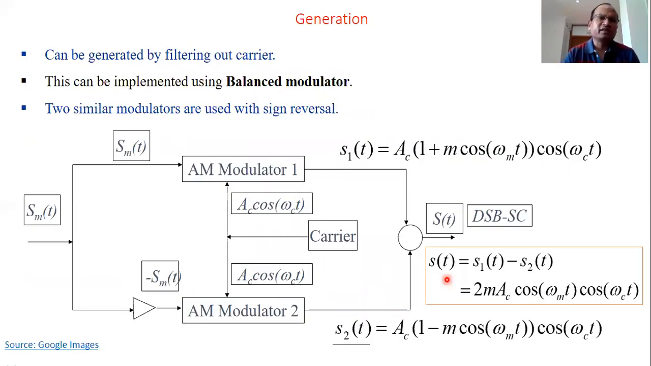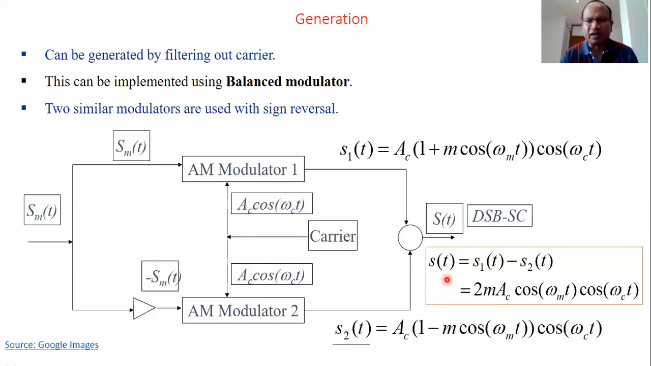How do we generate it? We can just use a balanced modulator. What does a balanced modulator do? A balanced modulator generates double sideband without carrier. Or we can use an ordinary AM modulator. What does an AM modulator generate? An AM modulator generates two sidebands with the carrier. What can we do? The carrier can be suppressed by using a suitable filter.